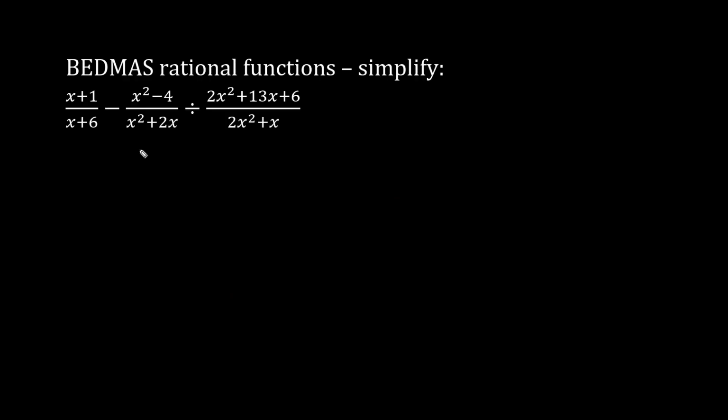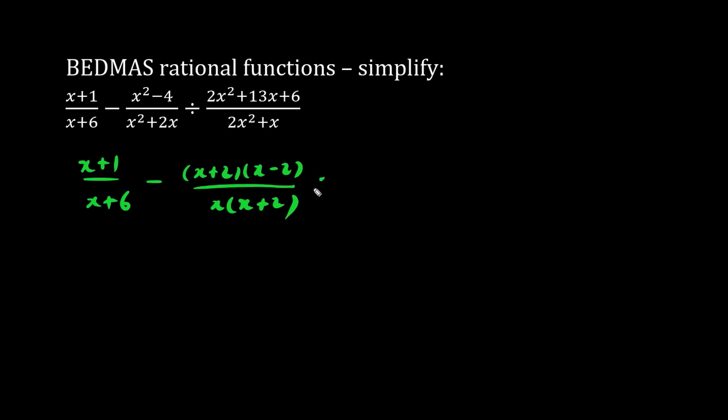Let's simplify this rational expression. Notice how we have division here, but subtraction here. According to BEDMAS, we must do division and multiplication before addition and subtraction. So let's focus on this right part here and leave this left part alone. So we have a minus sign here, and let's begin factoring. We have difference of squares on the top, and we factor out the GCF, x, on the bottom.